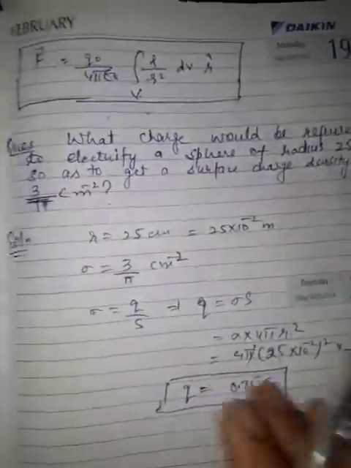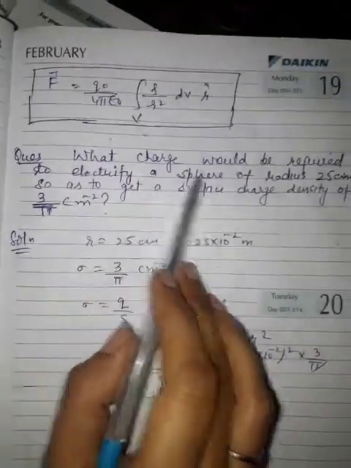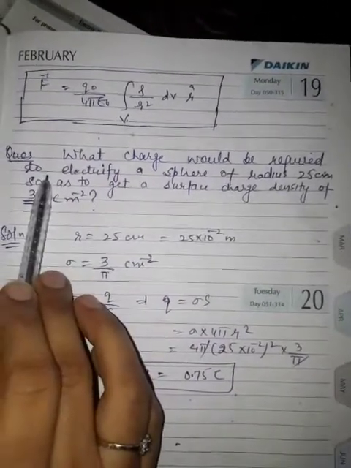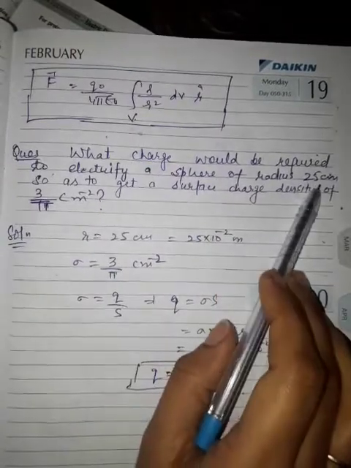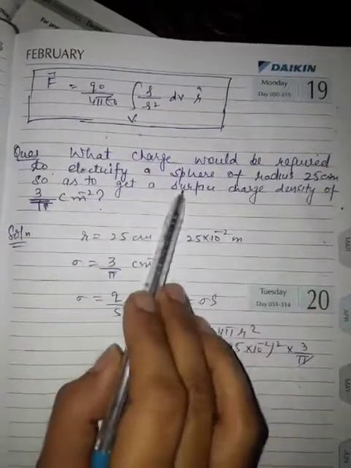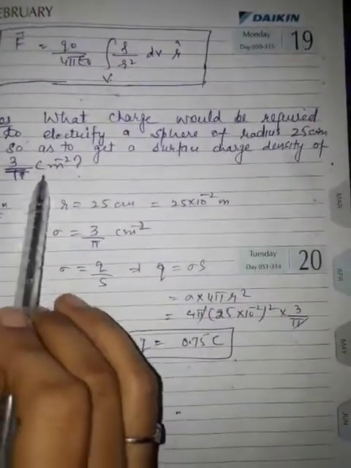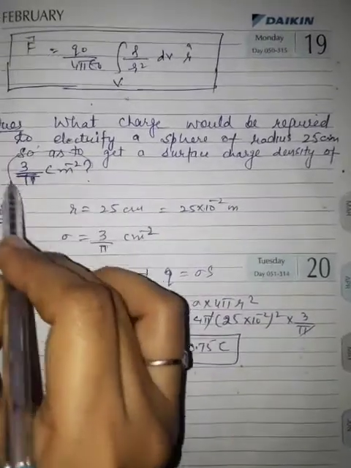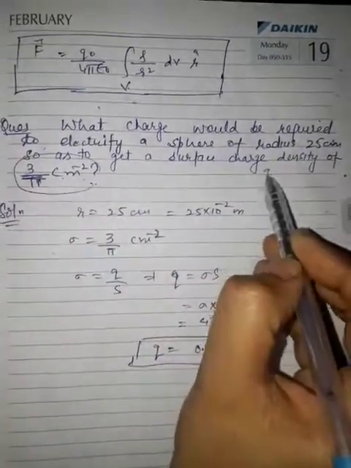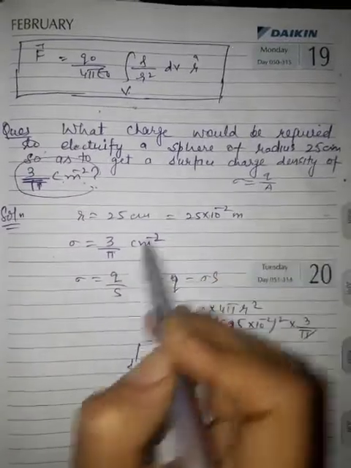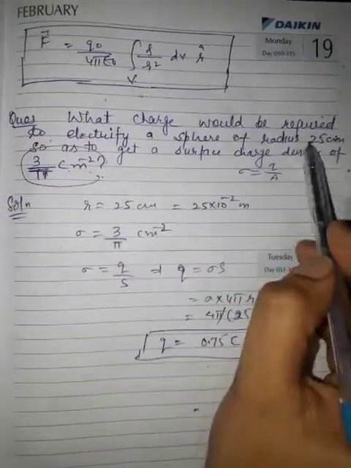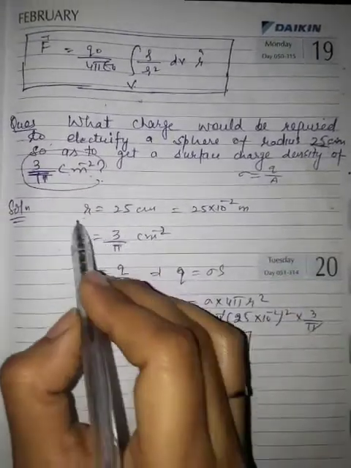Now we will do some questions based on it. What charge would be required to electrify a sphere of radius 25 centimeters so as to get a surface charge density of 3 by pi coulomb per meter square? Now what is given to you? Coulomb per meter square means Q by A. So sigma is given to you. The radius R given to you is 25 centimeters.